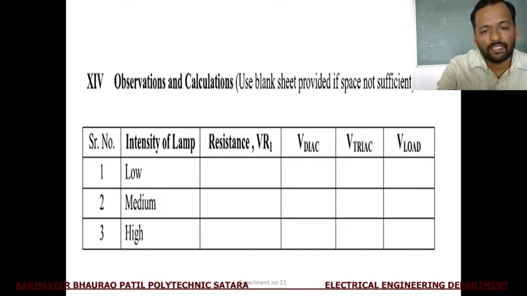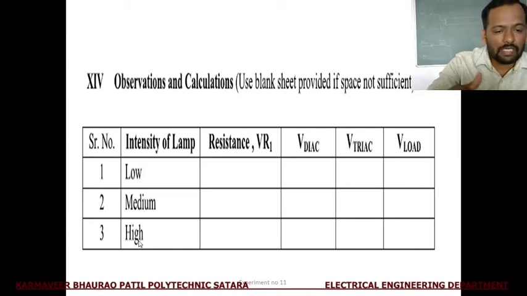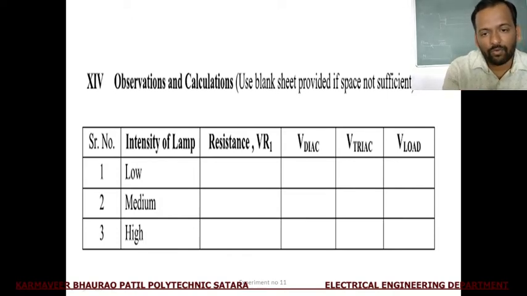Then again we have to measure resistance, then voltage across diode, triac and load, and then at the highest position of the pot resistance, again we have to take readings of voltage across diode, triac and load. That is, we have to measure voltage across diode, triac and load when resistance is low, medium or high. We have to take 3 readings.